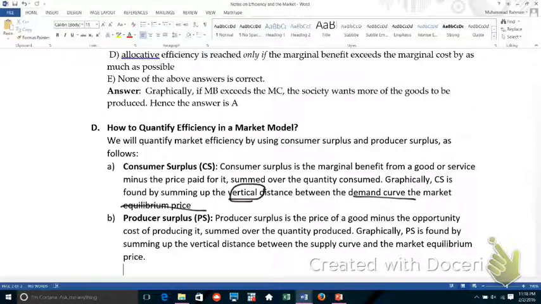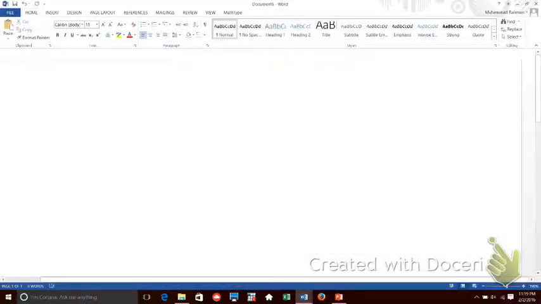And producer surplus is the price of the good minus the opportunity cost of producing it. So producer surplus is found by summing up the vertical distance between the supply curve and the market equilibrium price. So what does that mean? Let's move on to our board and try to draw them.